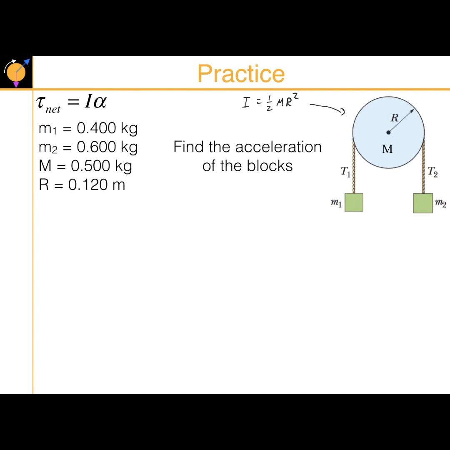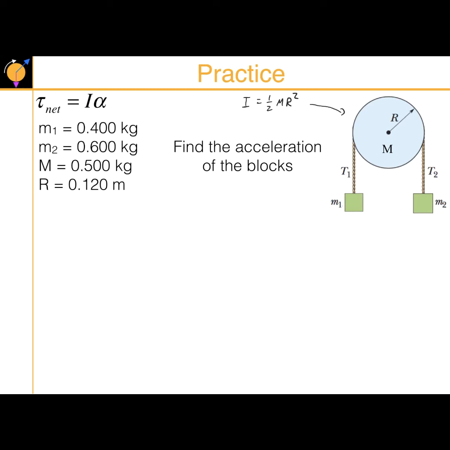The next example I'd like to do is similar to the last one. It's two masses hanging from a pulley, one on either side, connected by a rope, and they're released. This is a very famous problem in physics. It's called the Atwood problem. No relation to famed Canadian author and poet Margaret Atwood, but it is a cool problem.